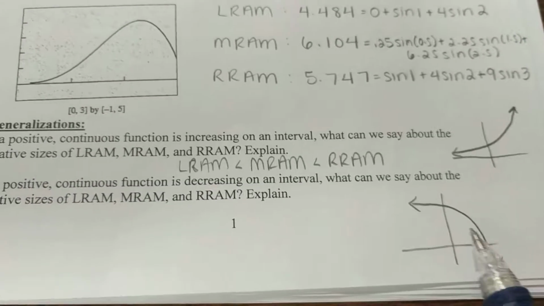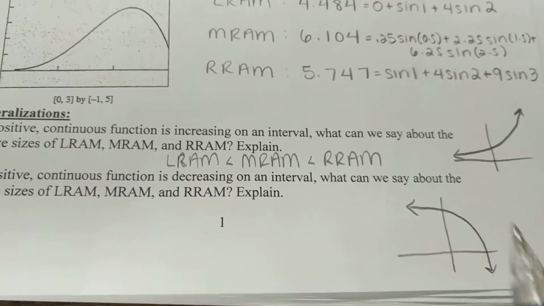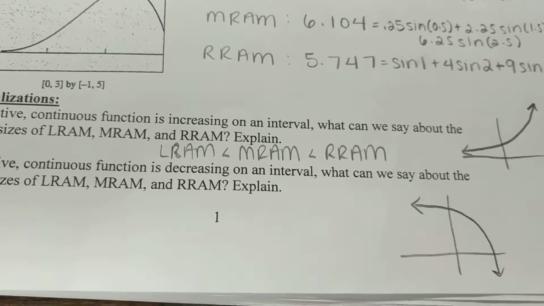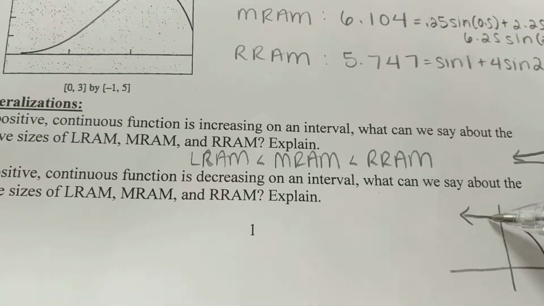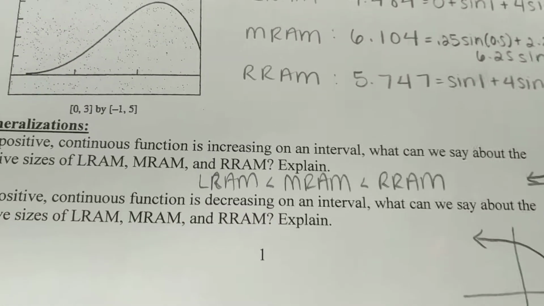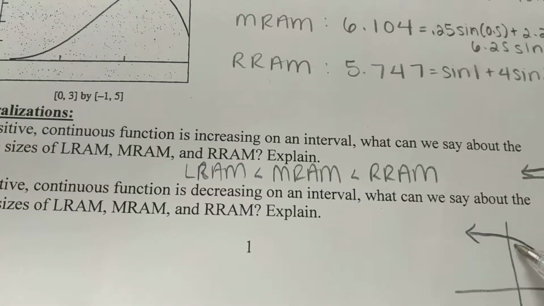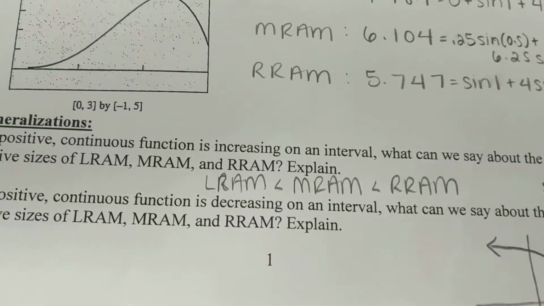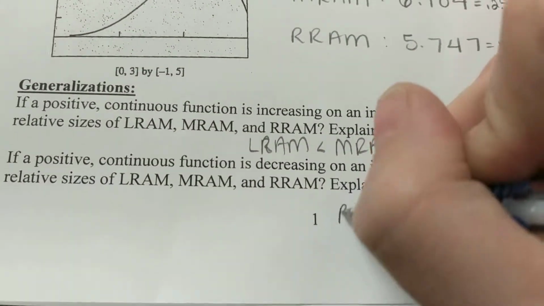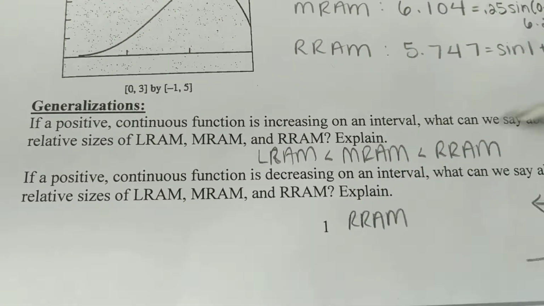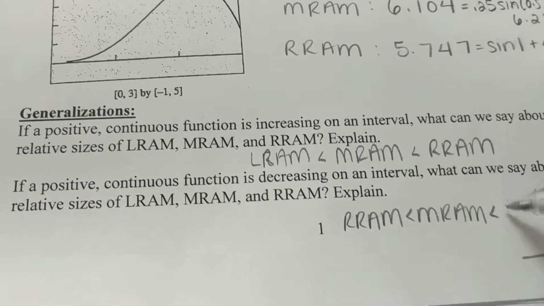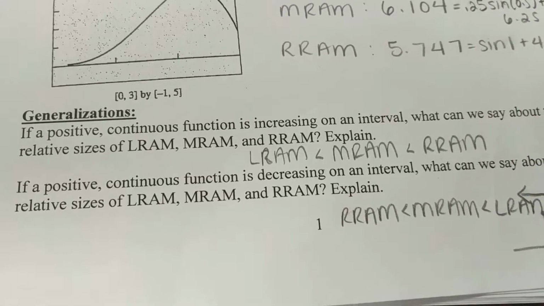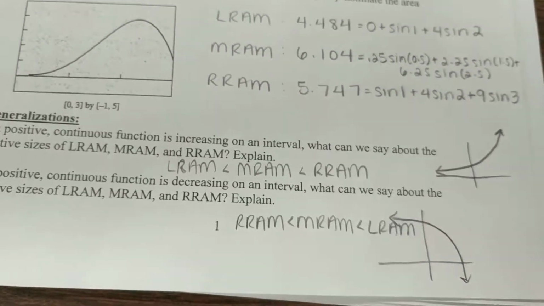But if we have a positive decreasing function on a particular interval, that opposite will be the truth. So now our right approximation would be the underestimate and the left would be the overestimate. So we would have to flip that around. So RRAM would be the smallest, then MRAM, and then LRAM. Good work.